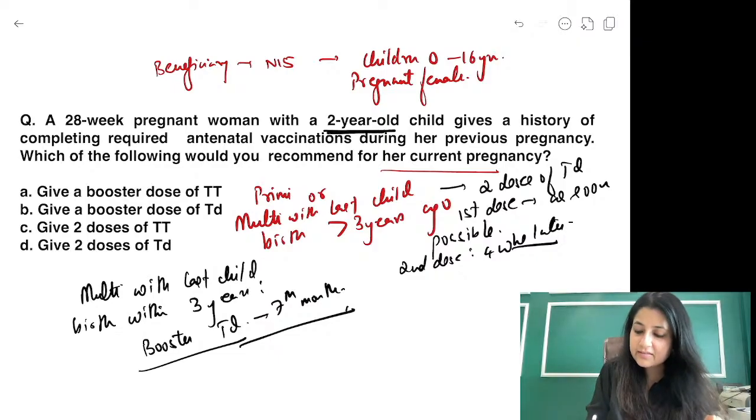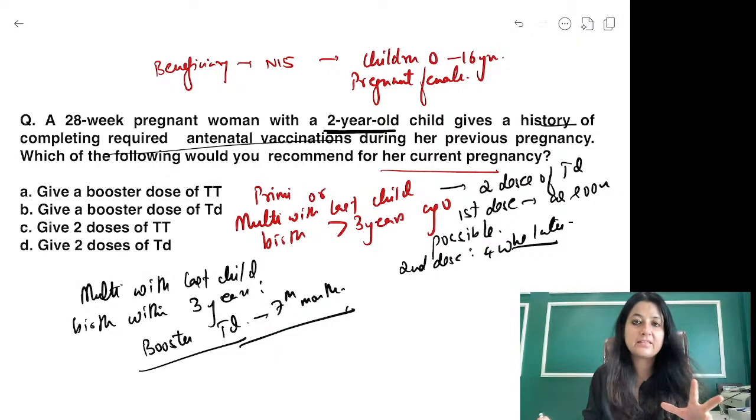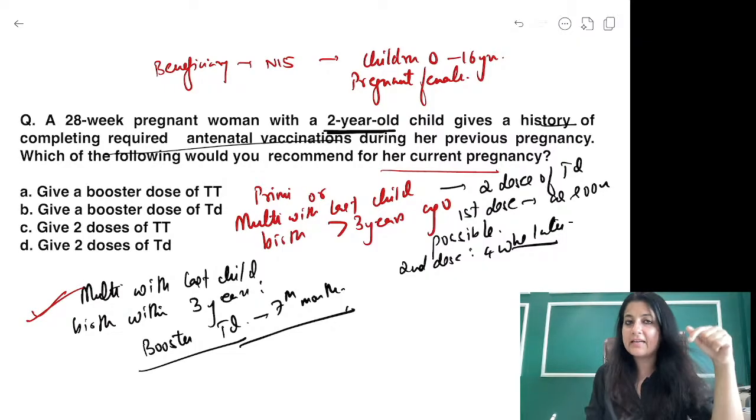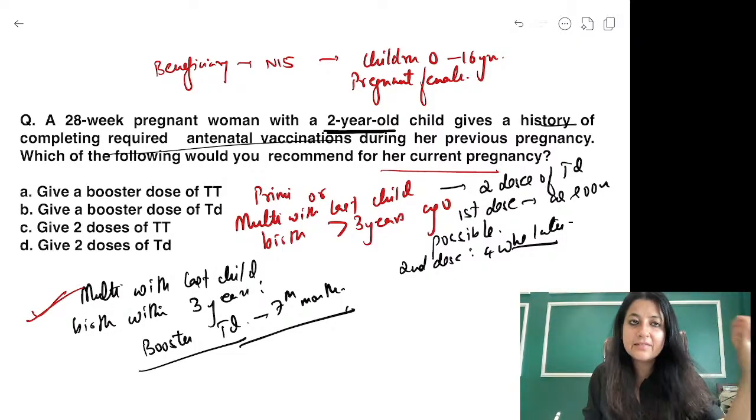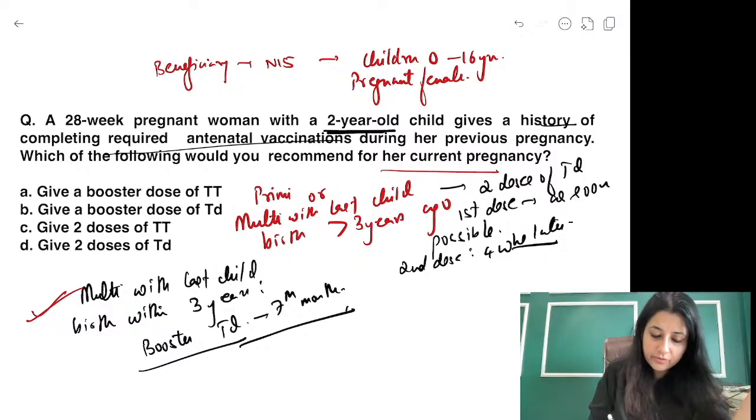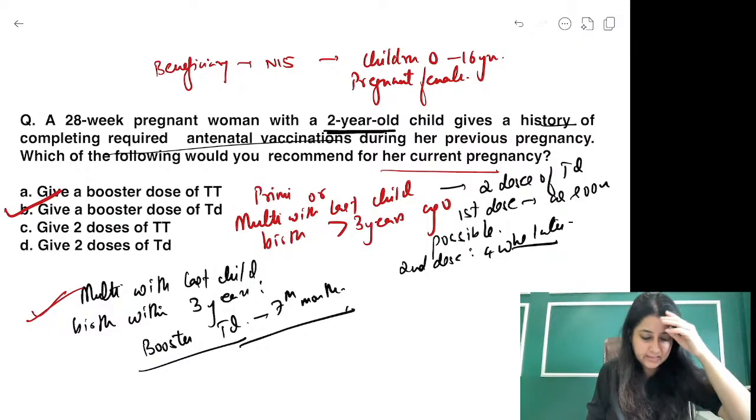So here she has a 2-year-old child and she is telling you that I have taken all the required antenatal vaccination. So she is falling in this category. Her youngest child is less than 3 years old. So what are you going to do? You're going to give a booster of TD vaccine. Please remember that.